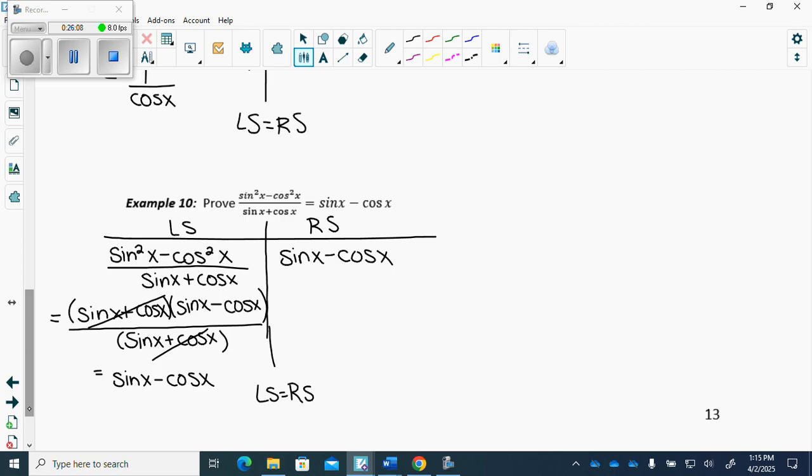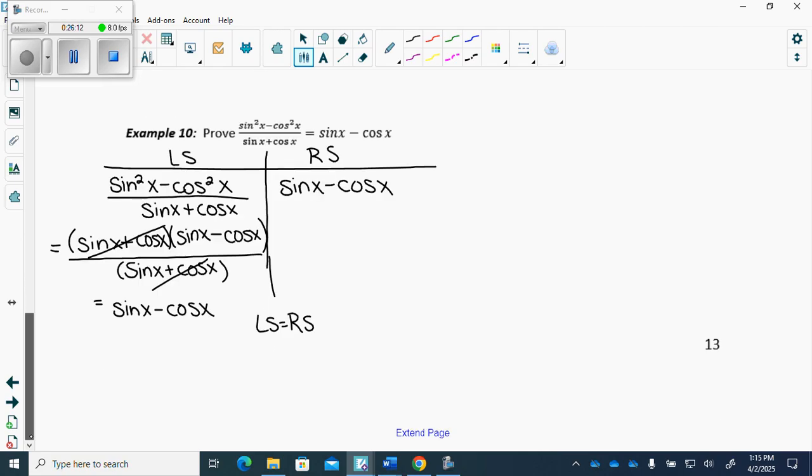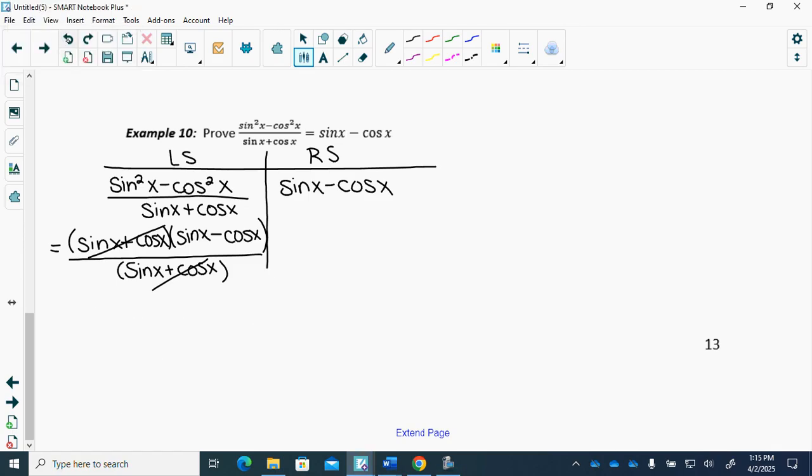Sometimes it happens. You guys cancel things that can't cancel. For example, I'm going to show you this. This happens all the time. Sine x minus cos x over sine x. I get a ton of people doing this. You can't do that. And you're like, why? Because I would totally do that. Which is, oh, that sucks.